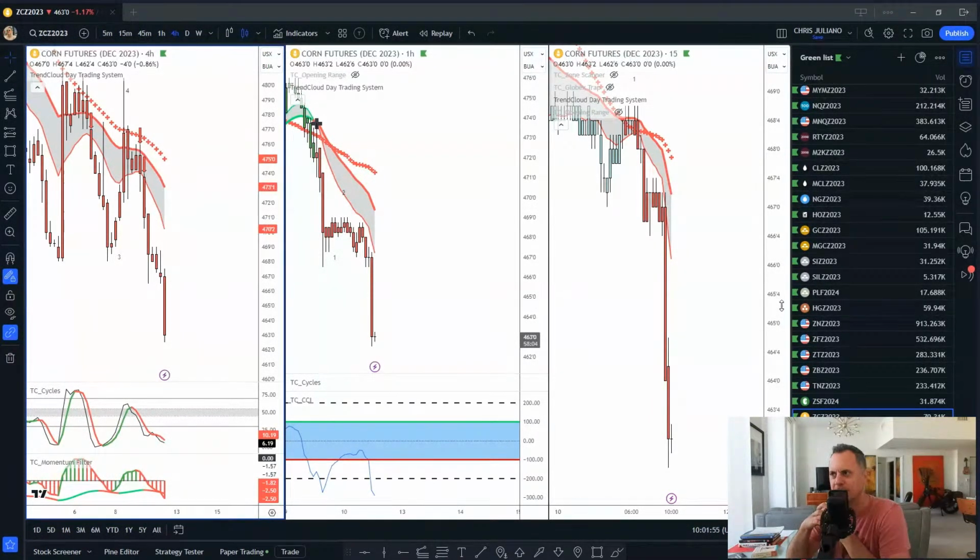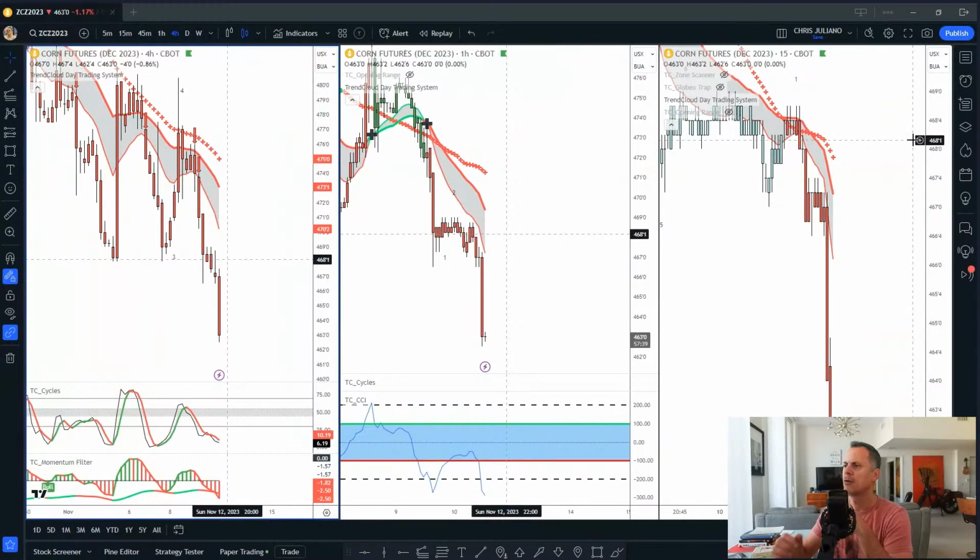Look at this. Does this picture look confusing? No, it doesn't. Do you see red across the chart here? I do. This is super easy to read. Do you see how Trend Cloud color coordinated the whole chart? You can look at this in one second and say, oh, we should be looking for shorts.